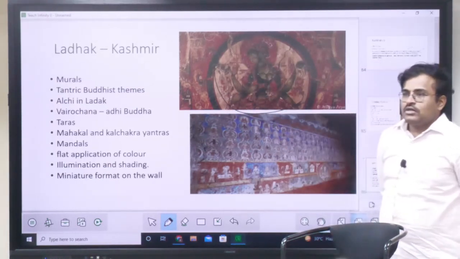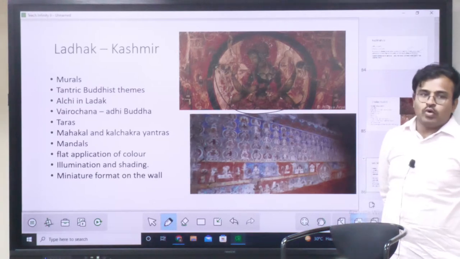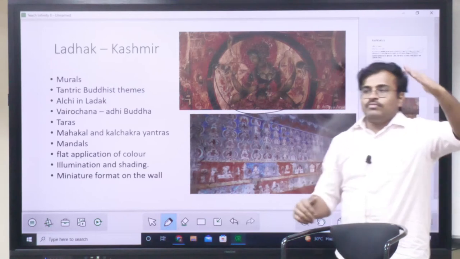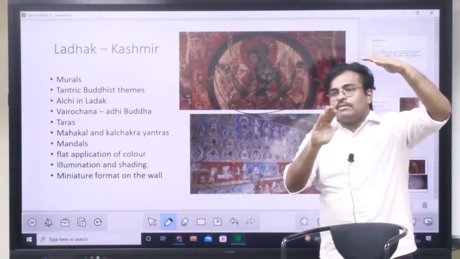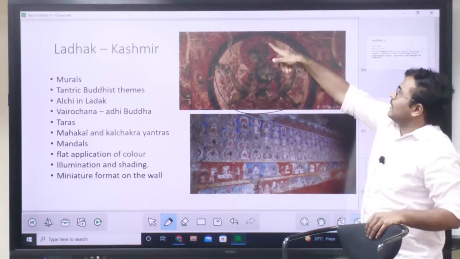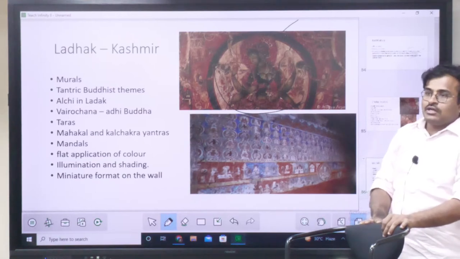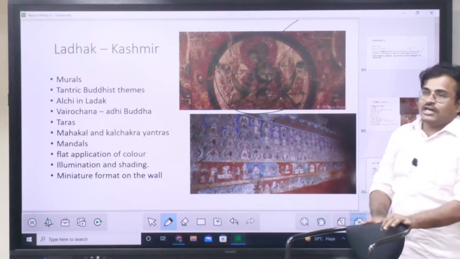You remember Taras? Taras are considered to be the wives of Bodhisattvas. In Vajrayana Buddhism, they became more important than Buddha or Bodhisattvas. In Mahayana Buddhism, rather than Buddha, Bodhisattvas became more prominent. In Vajrayana Buddhism, rather than Bodhisattvas, Taras became more prominent. And this is the image of the lady by the name of Prajna Paramita Tara. Remember Prajna Paramita Tara? Prajna means wisdom. She is the emblem of wisdom in Vajrayana Buddhism.